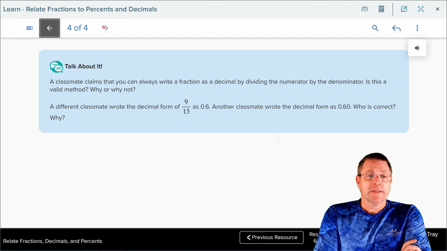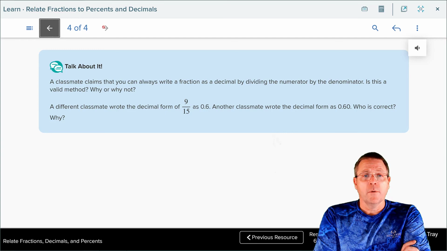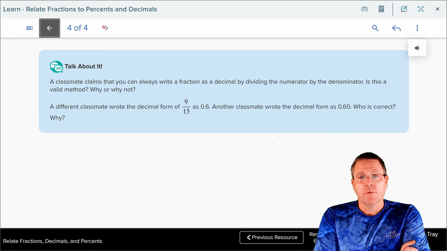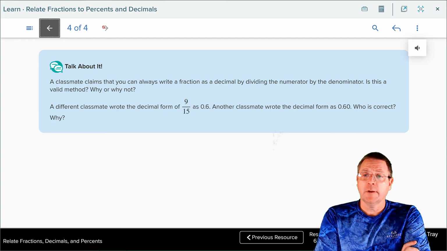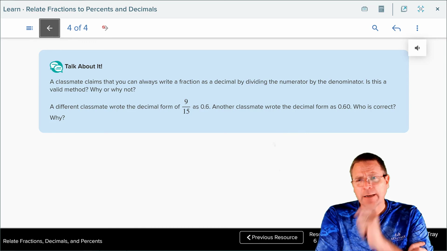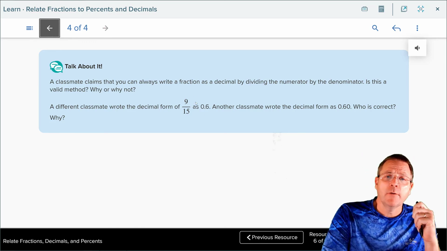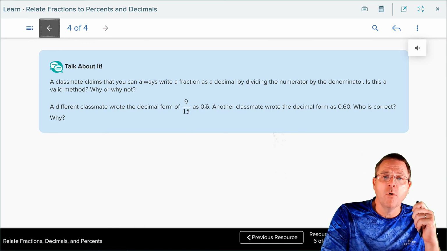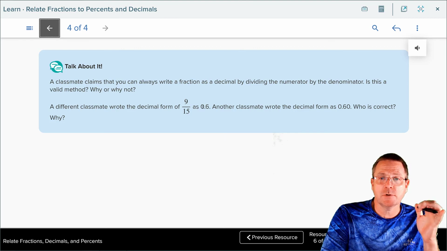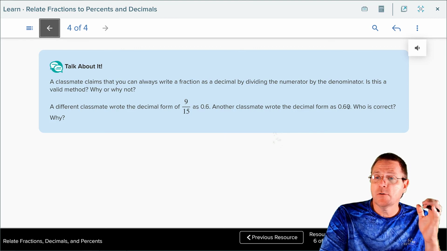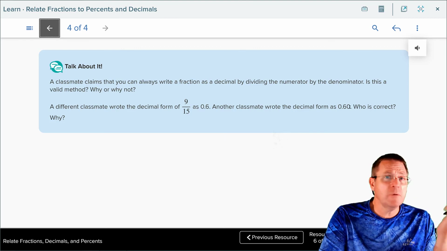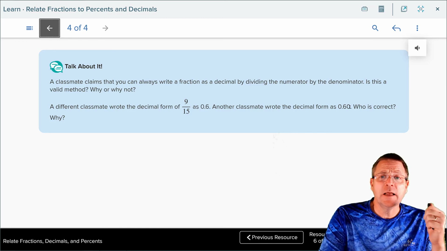A different classmate wrote the decimal form of 9/15 as 0.6. Another classmate wrote it as 0.60. Who is correct and why? Technically, they're both correct. However, I would say the 0.6, or 0 and 6/10, is more correct, because the 0 on the end of 0.60 has no value. It does nothing but hang out there and get in the way.